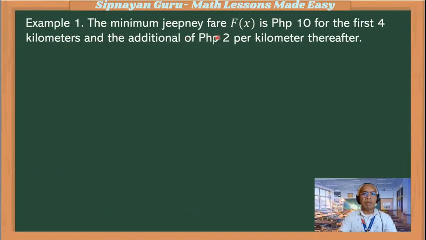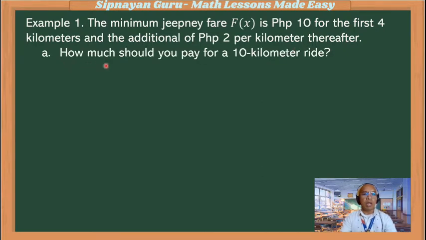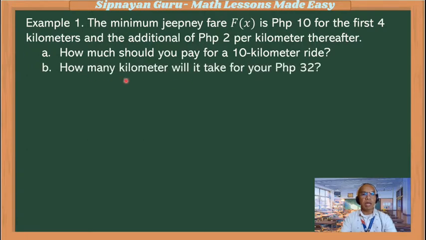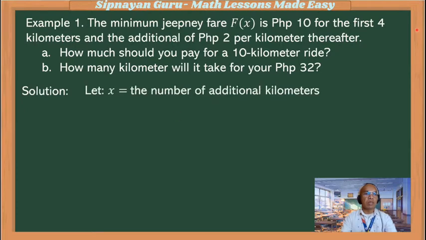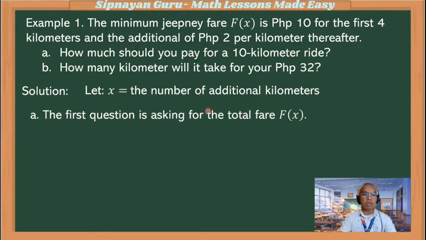The minimum jeepney fare f of x is 10 pesos for the first 4 kilometers and the additional of 2 pesos per kilometer thereafter. First question, how much should you pay for a 10-kilometer ride? Second, how many kilometers will it take for your 32 pesos? So for the solution, in this case, we will let x represent the number of additional kilometers.